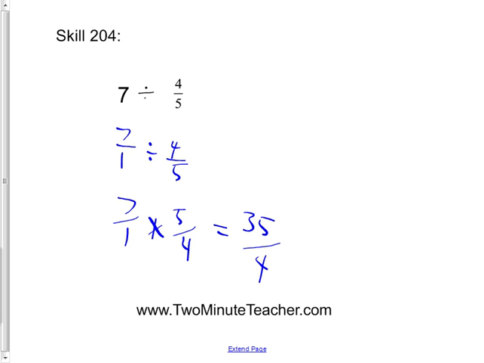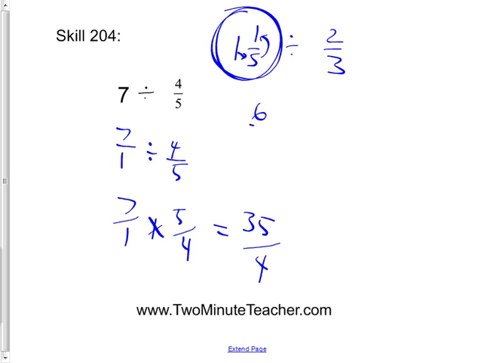Now, if you had had a harder one like 1 1/5 divided by 2/3, then again, this needs to be made into a fraction. Right now, it's a mixed number. So to make that a fraction, I'm going to go 1 times 5 is 5, plus the 1 makes 6/5. I hope you remember how to do that. That's a different video. 6/5 divided by 2/3.